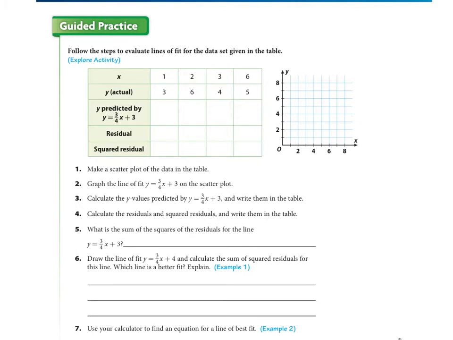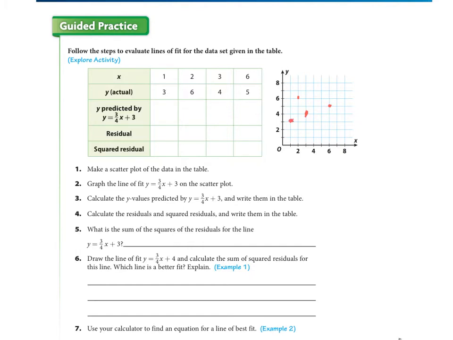Let's go ahead and first things first, we can make our scatter plot. Okay, so 1 and 3. All right, let's do this. 2 and 6. 3 and 4. 6 and 5. Okay, so there's my terrible looking scatter plot.